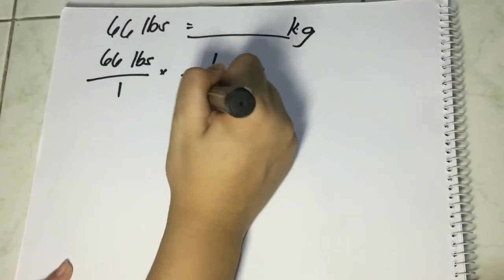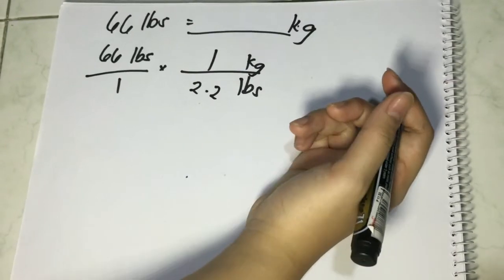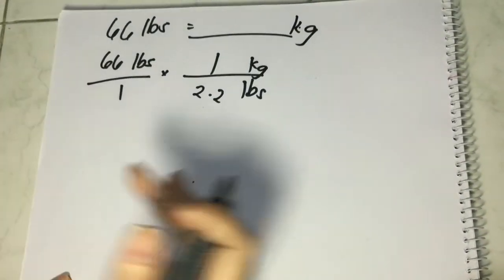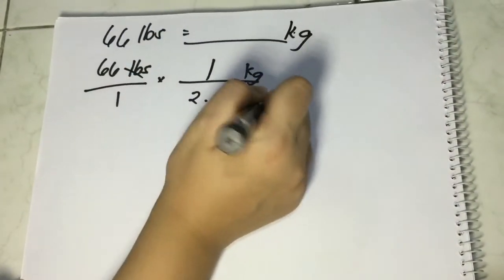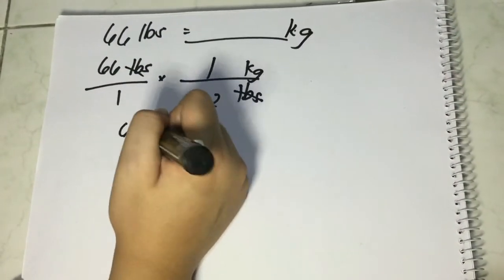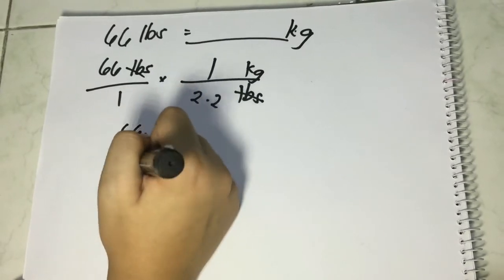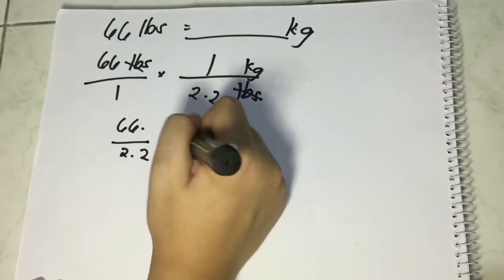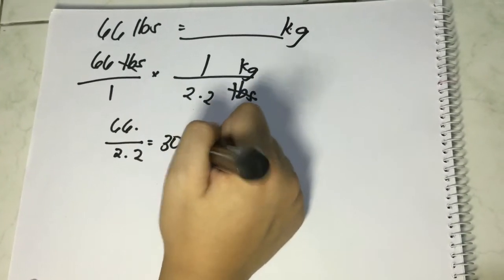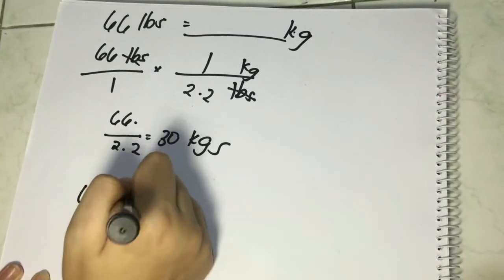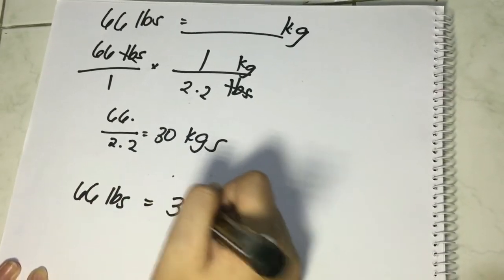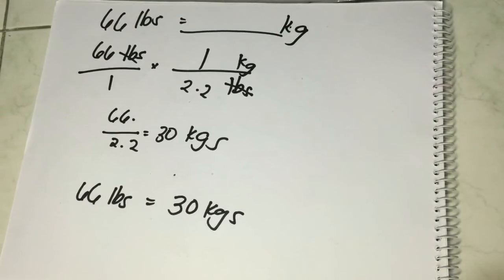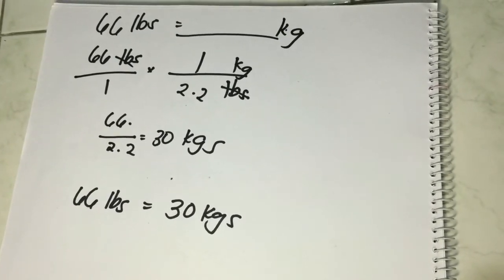That is 2.2. Always remember to know your conversion factors in order to do conversion between different systems. Cancel pounds and divide 66 by 2.2, and that is 30 kilograms. So 66 pounds is equal to 30 kilograms. That is how you convert between household and metric system.